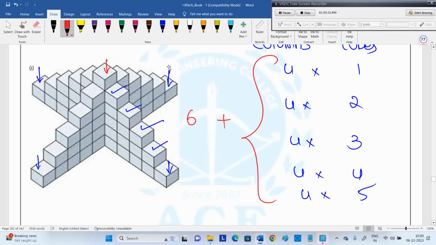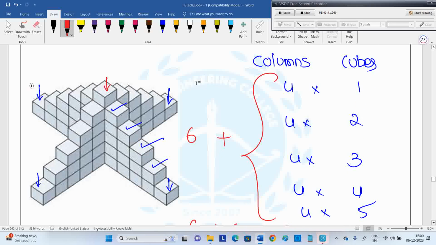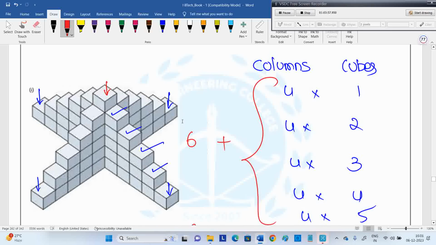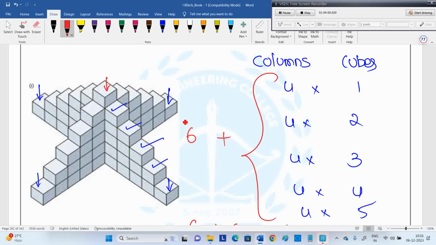66. This is 6 plus 60, you will get 66. Number of columns and how many cubes in those columns. Almost everything is four columns only. One is having one cube, other column is having two cubes, next one three, next one four, five. But the last one is only one column with six. I hope you understand what this six is, right?